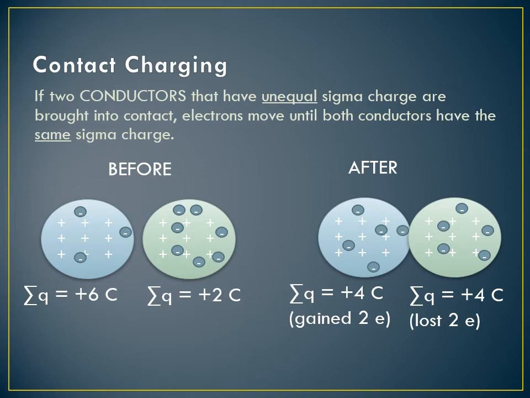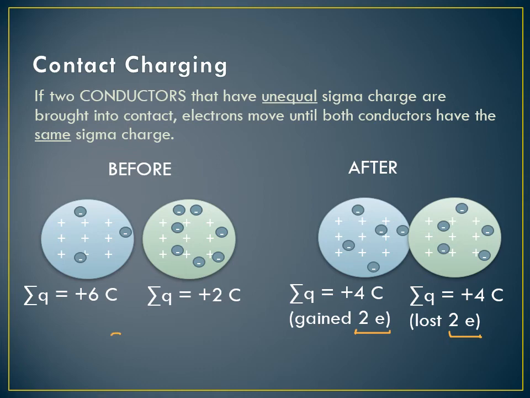They're going to move around until they have the same amount of charge on each object. So in this case, we have an after charge of positive 4 coulombs for each object. And the way you got that way was that the one that was positive 6 gained 2 electrons, so that means it got 2 more negative, and now it's positive 4. And this one that had a positive 2 lost 2 electrons, and so now it's also a positive 4.